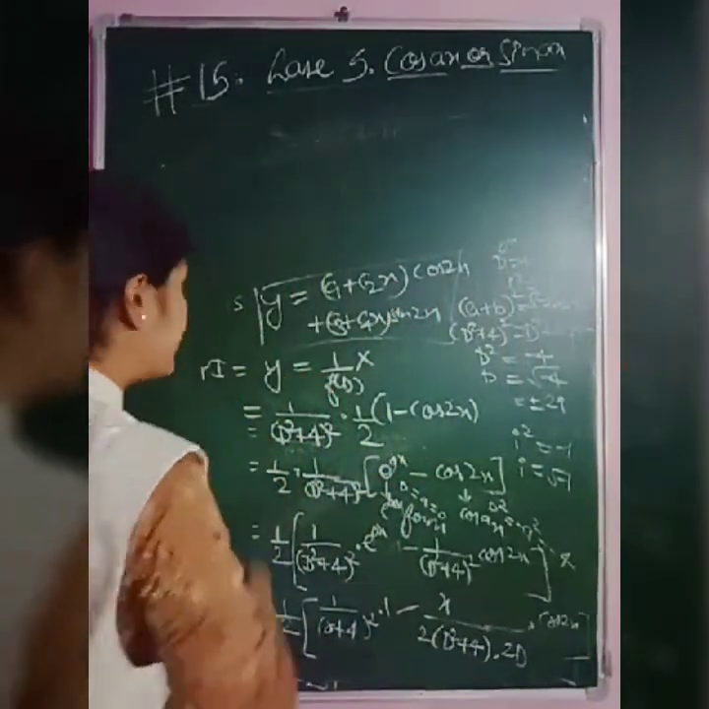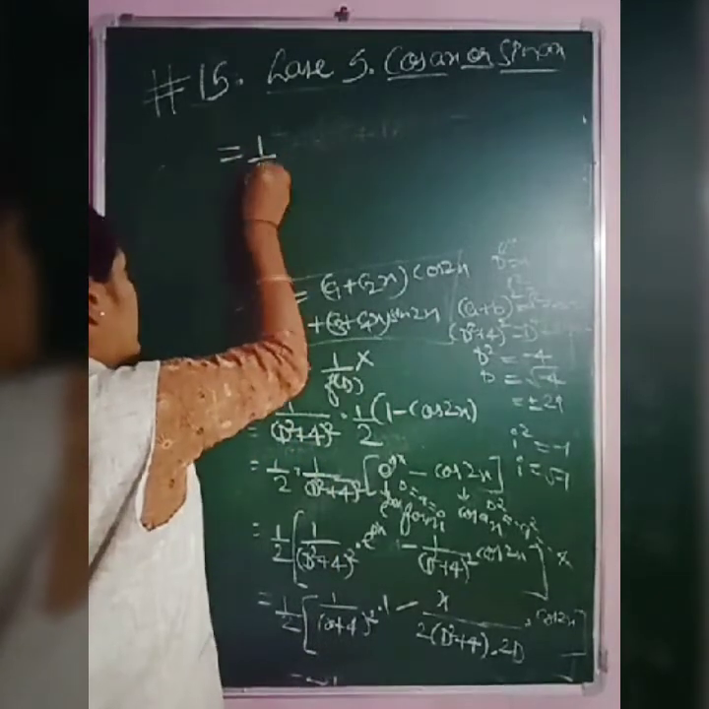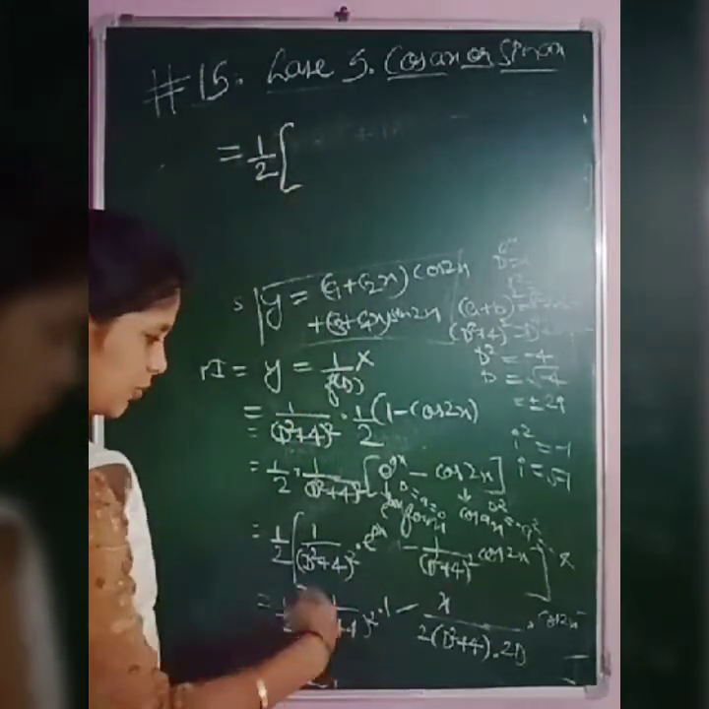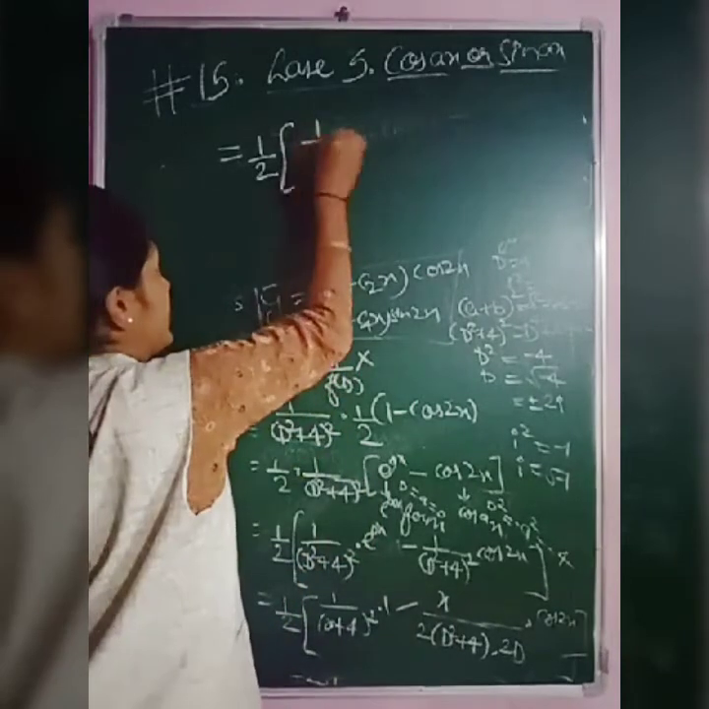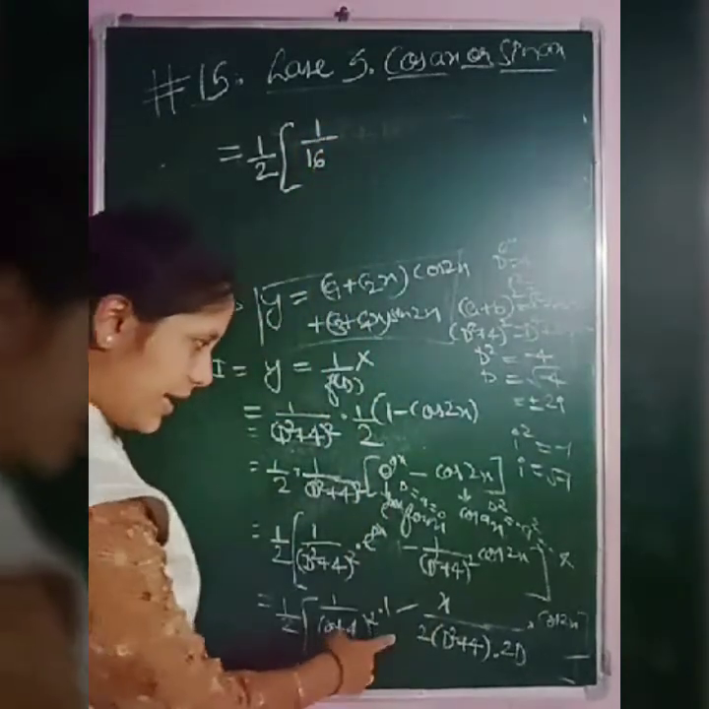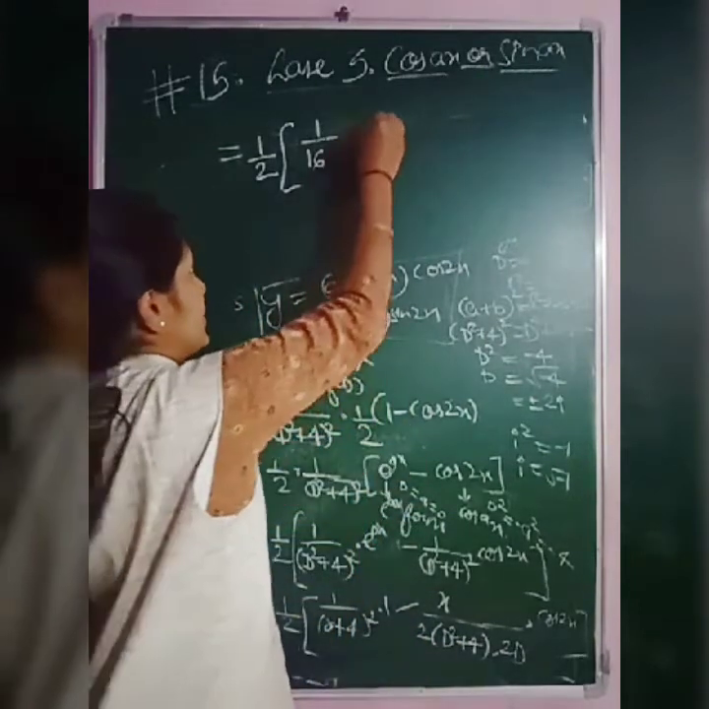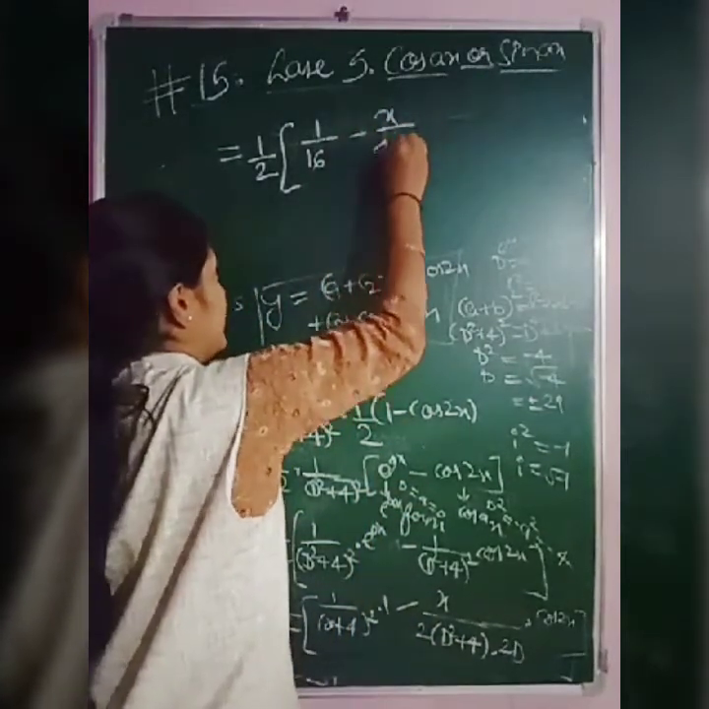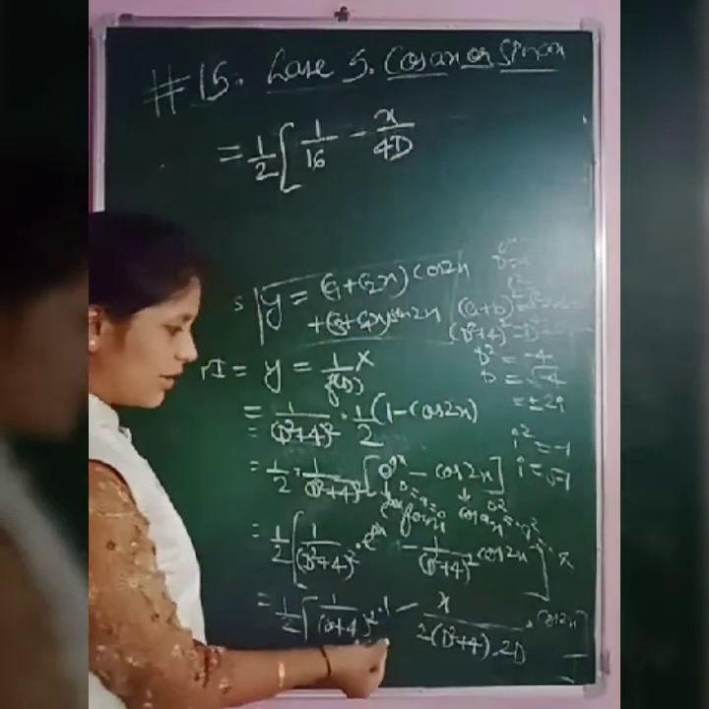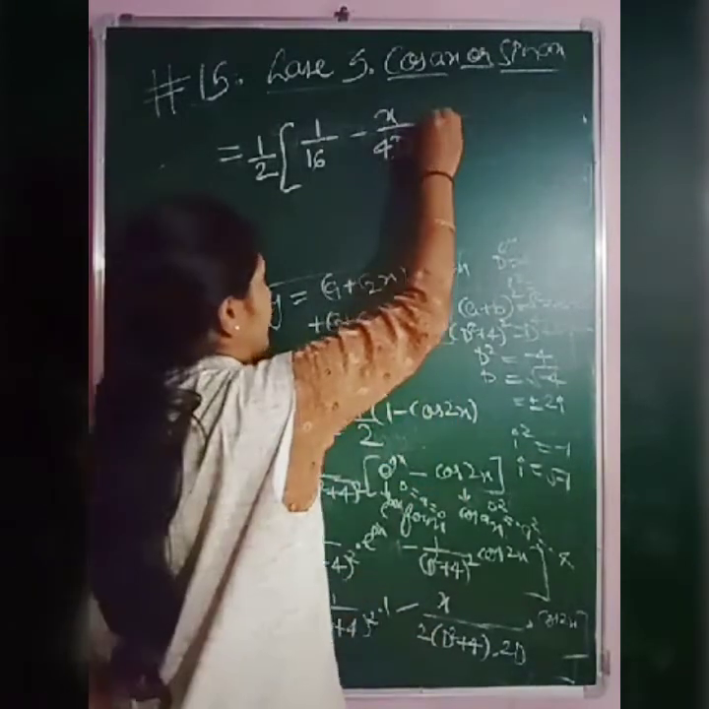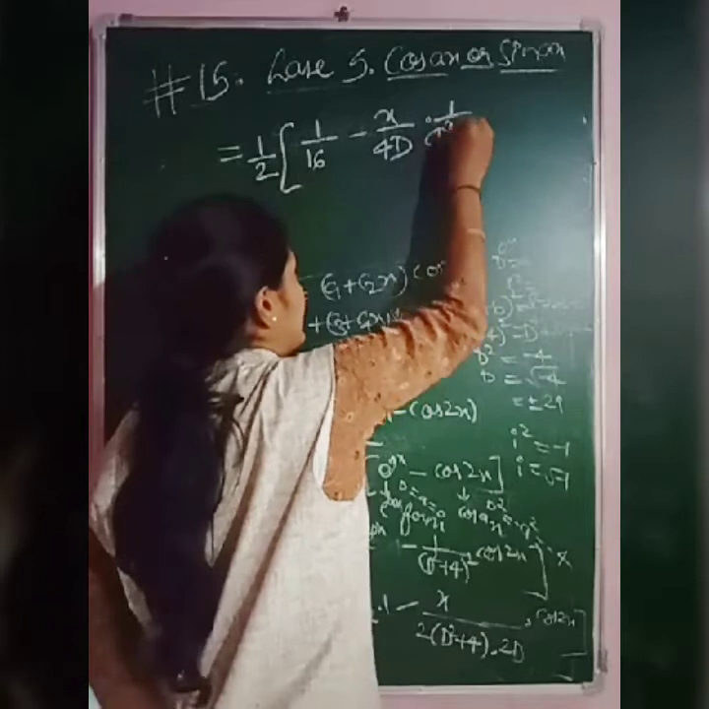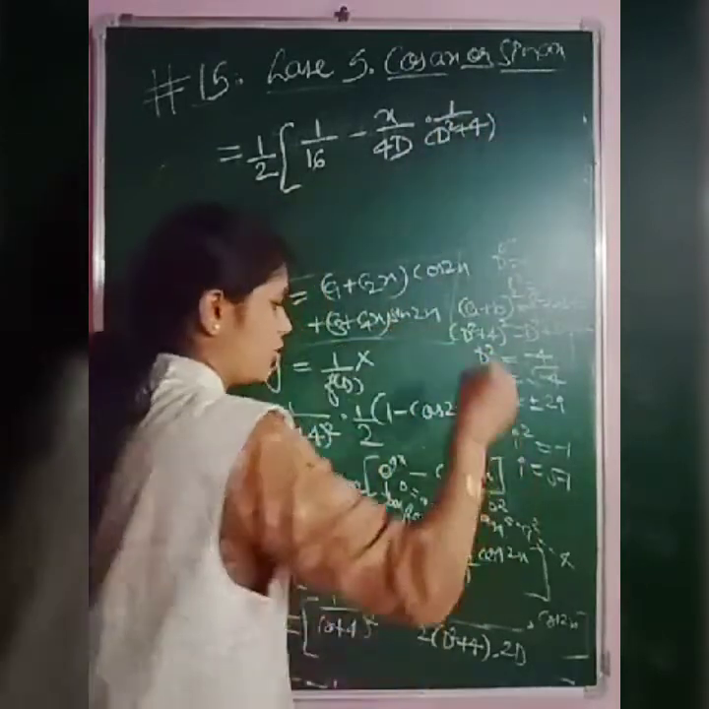So that is nothing but 1 by 2 outside as it is. What is 0 plus 4? 4. 4 square, 1 by 16. Next, minus, 2 2s are 4, minus x by 4D. And then what is it? 1 upon (D square plus 4). 1 upon, I will write once again, (D square plus 4) cos 2x.